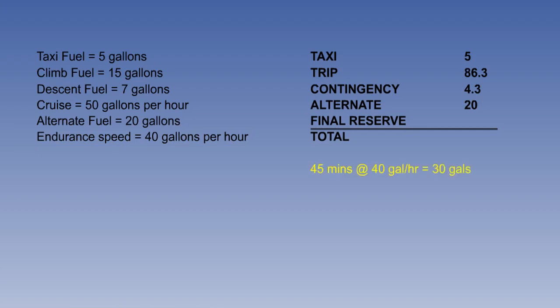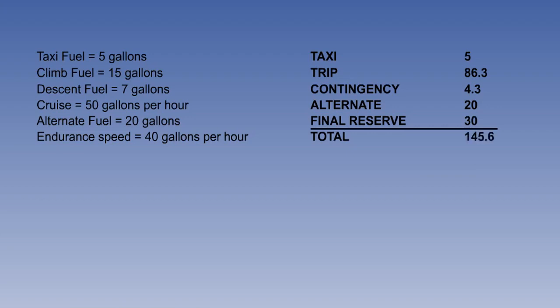We now have to add the final reserve fuel, which, for a piston engine aircraft, is 45 minutes flying time at endurance speed. In this case, at endurance speed, the aircraft uses 40 gallons per hour. Therefore, in 45 minutes, it will use 30 gallons.